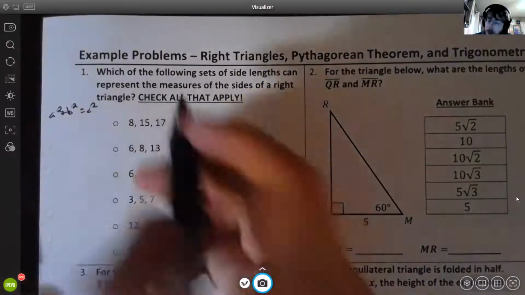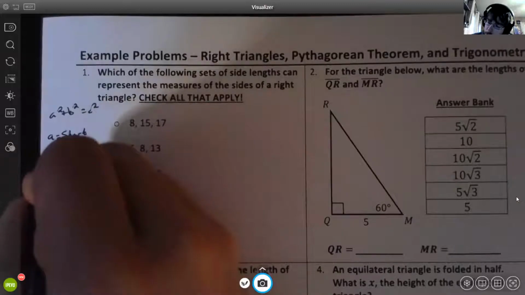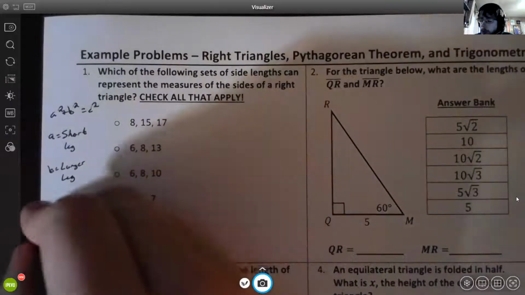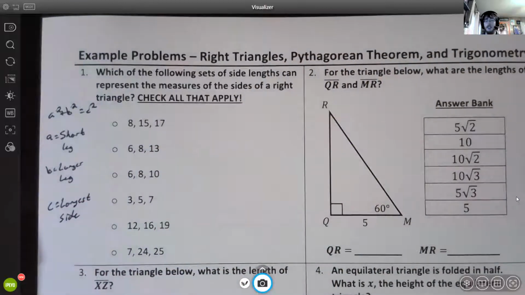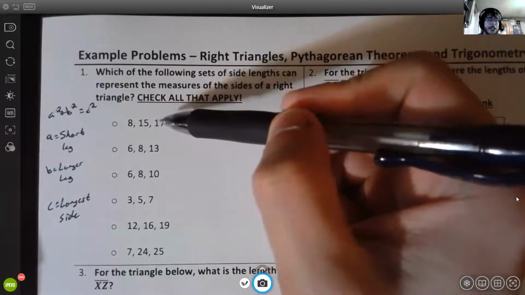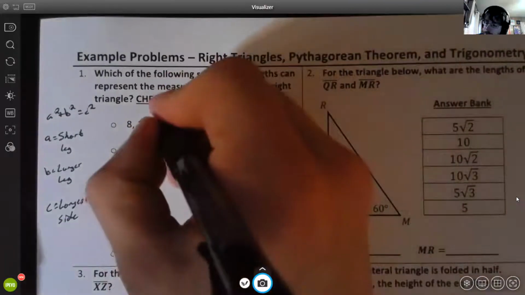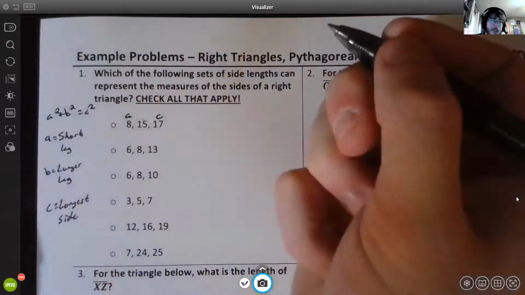A and B are our legs. And I typically do the A is the short leg and B is the longer leg. And then C is your hypotenuse or your longest side. Okay, so C is always your longest side. Now, we don't know if these are right triangles, but we do know we would be able to figure out what our longest side is. So let's look here. So we have 8, 15, and 17. And so C is going to be our longest side, so that's going to be 17. A will be our shortest side, which is 8, and B will be 15.